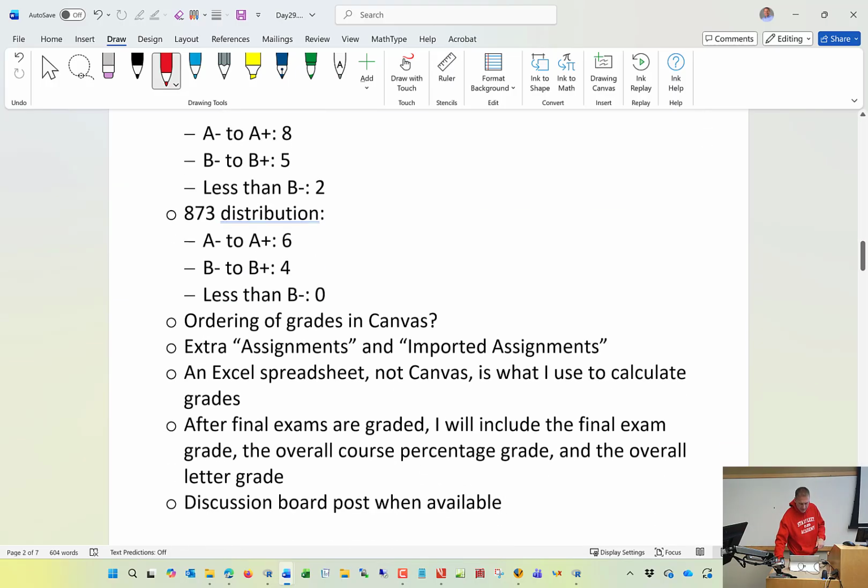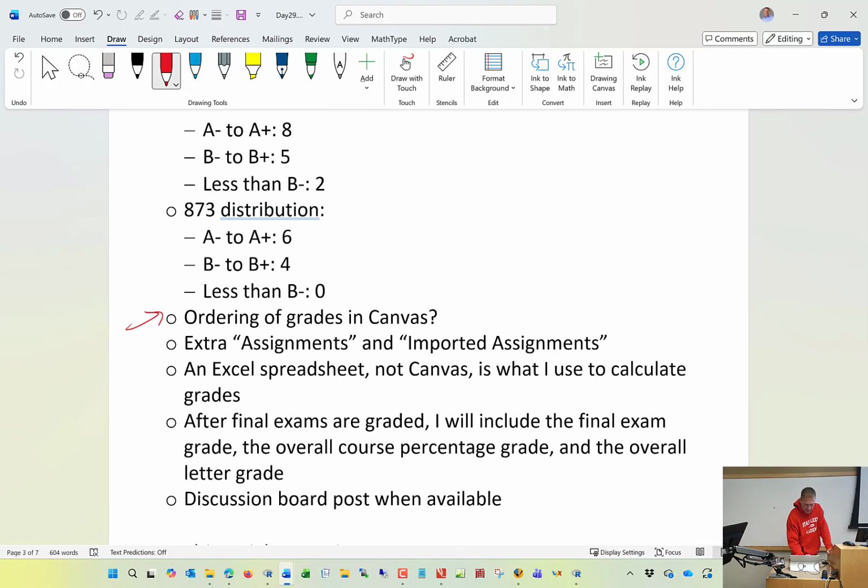So I've already talked about the ordering of the grades in Canvas is not what I would want. I cannot control that, or at least I have not been able to figure out how to control that. Canvas also gives other stuff that I cannot remove, like something called assignments and imported assignments. Just ignore it. The key thing is to realize this. I have an Excel spreadsheet where I keep all the grades. That is what's actually calculating your grades. I just simply upload those grades to Canvas, and that's what's being displayed.